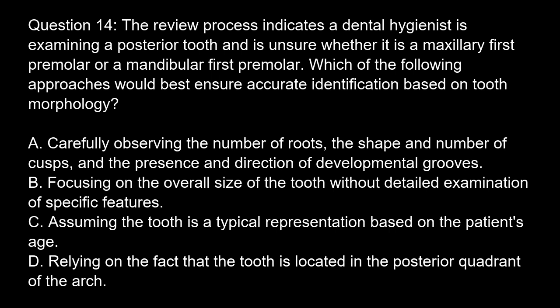Option A. Carefully observing the number of roots, the shape and number of cusps, and the presence and direction of developmental grooves. Option B. Focusing on the overall size of the tooth without detailed examination of specific features. Option C. Assuming the tooth is a typical representation based on the patient's age. Option D. Relying on the fact that the tooth is located in the posterior quadrant of the arch.